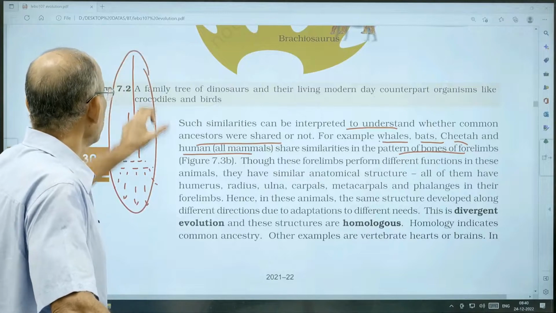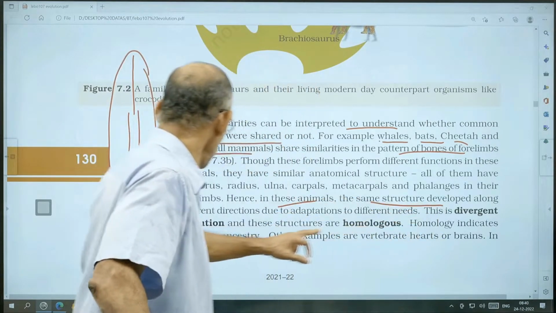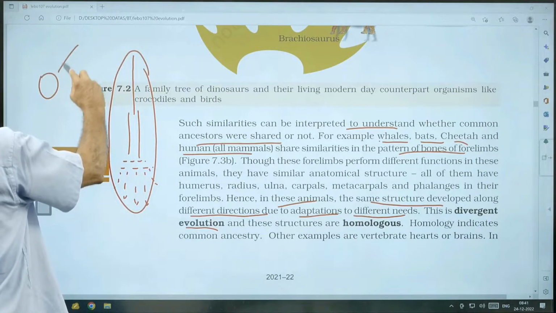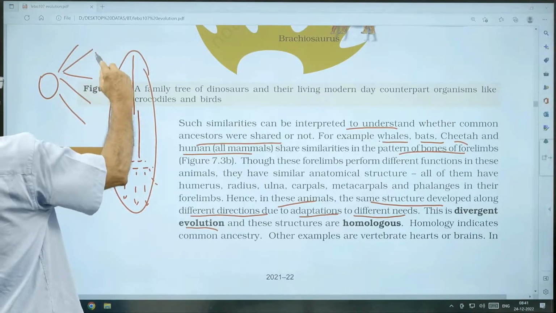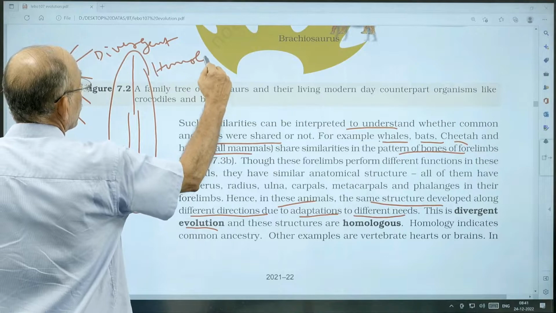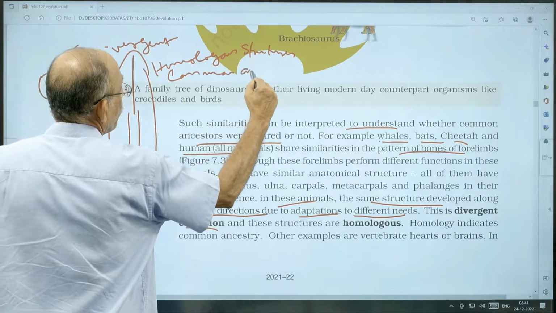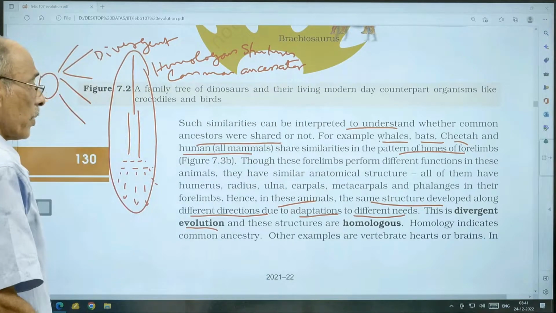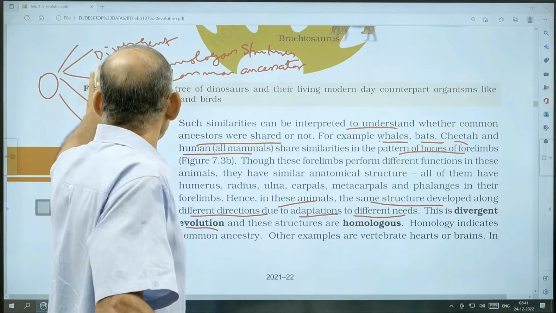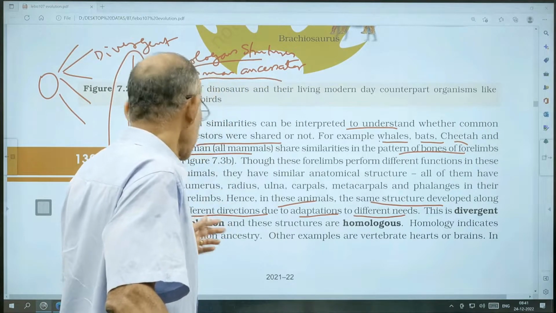So the same basic structure is modified in different directions to suit different conditions. Hence, the same structure developed along different directions due to adaptation to different needs. This is known as divergent evolution. From a common ancestor, this basic structure is modified in different forms. Divergent evolution shows homologous structures and a common ancestor. The same structure developed in different directions due to adaptations to different environmental conditions, and divergent evolution proves homologous structures and that we had a common ancestor. Opposite to this are the analogous structures.